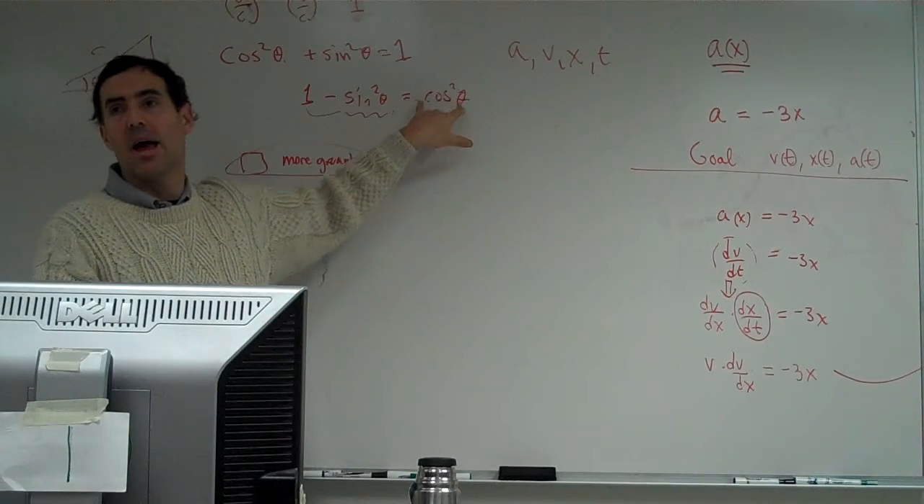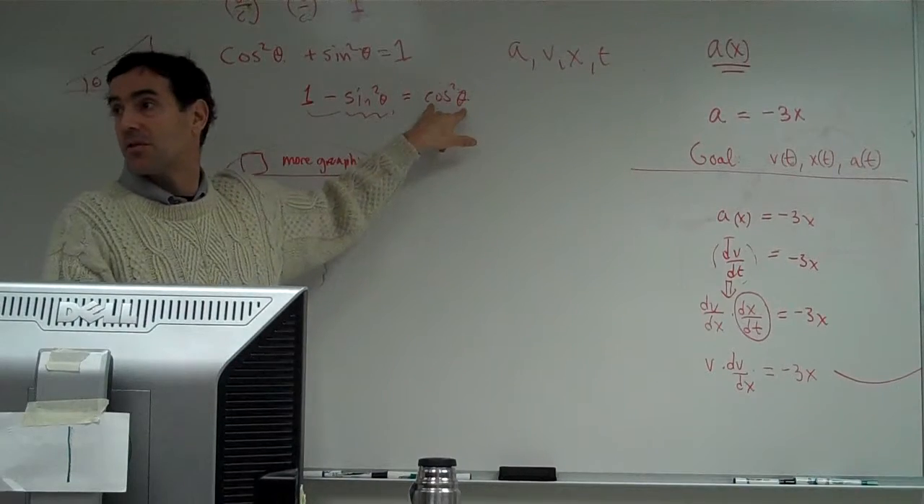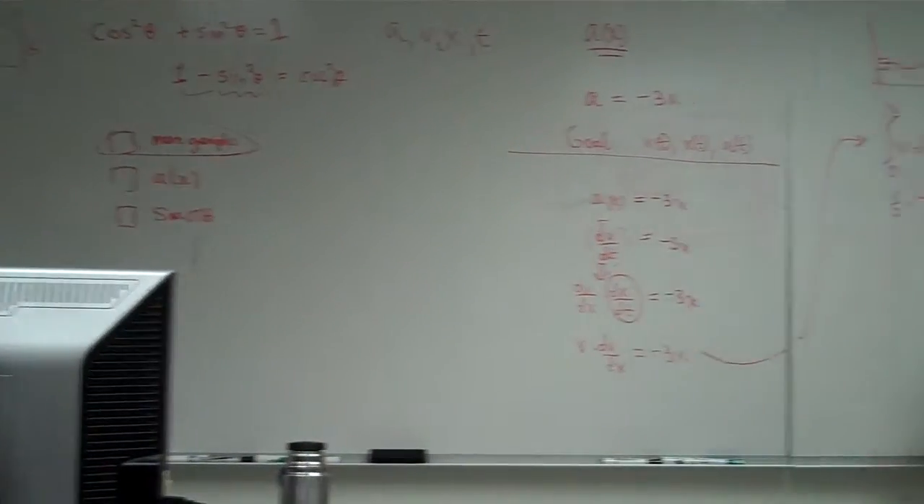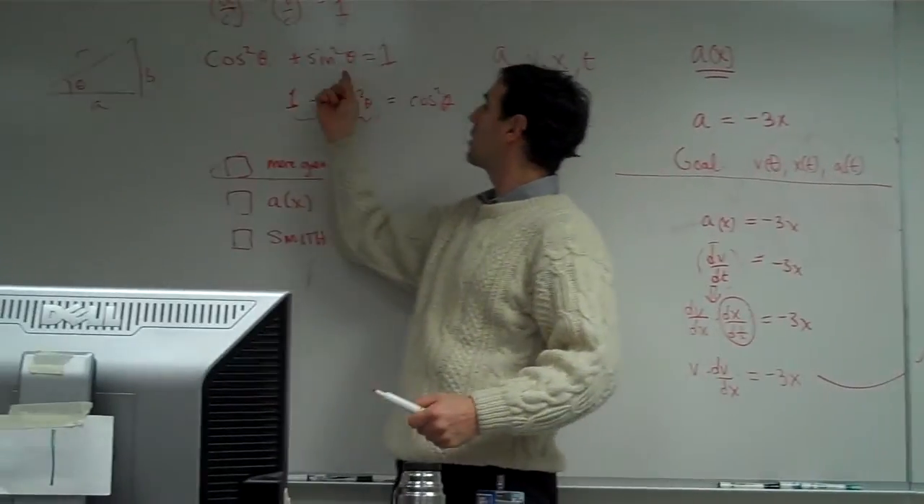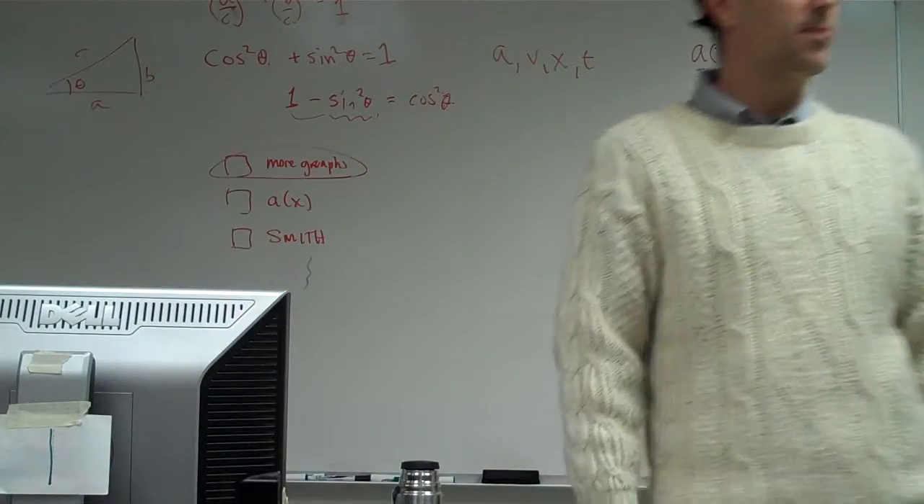Simplify that as 1 minus sine squared theta equals cosine squared theta. So when I see a 1 minus x squared, maybe you can think back to this equation, which you can rearrange to this, and motivate that substitution.